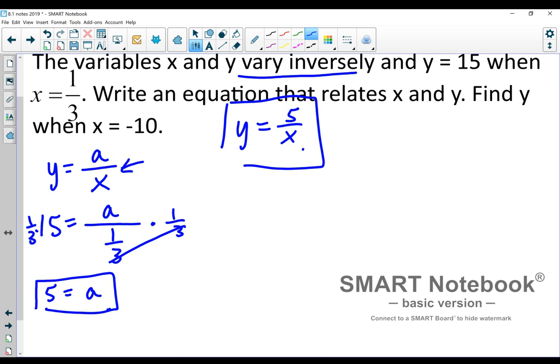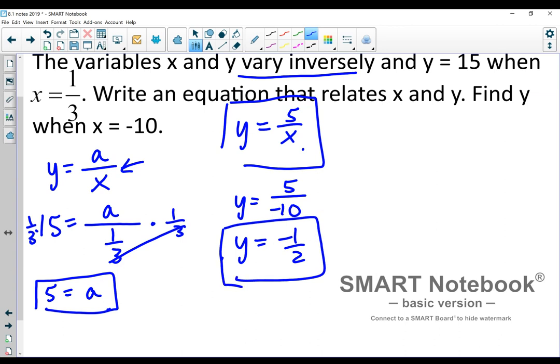Then it says find y when x equals -10. So now y equals 5 divided by -10, and y equals -1/2. So there's really three parts of my answer. I solved for a, I substituted it back to write an equation, and then I found my new y value.